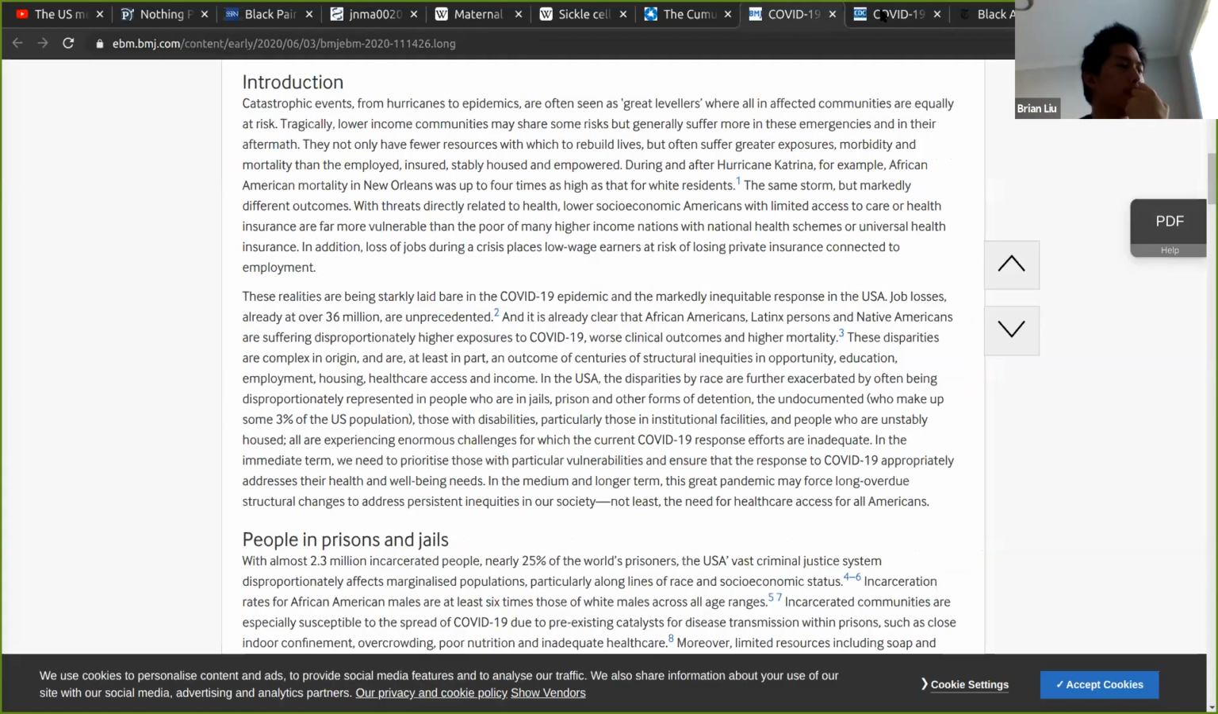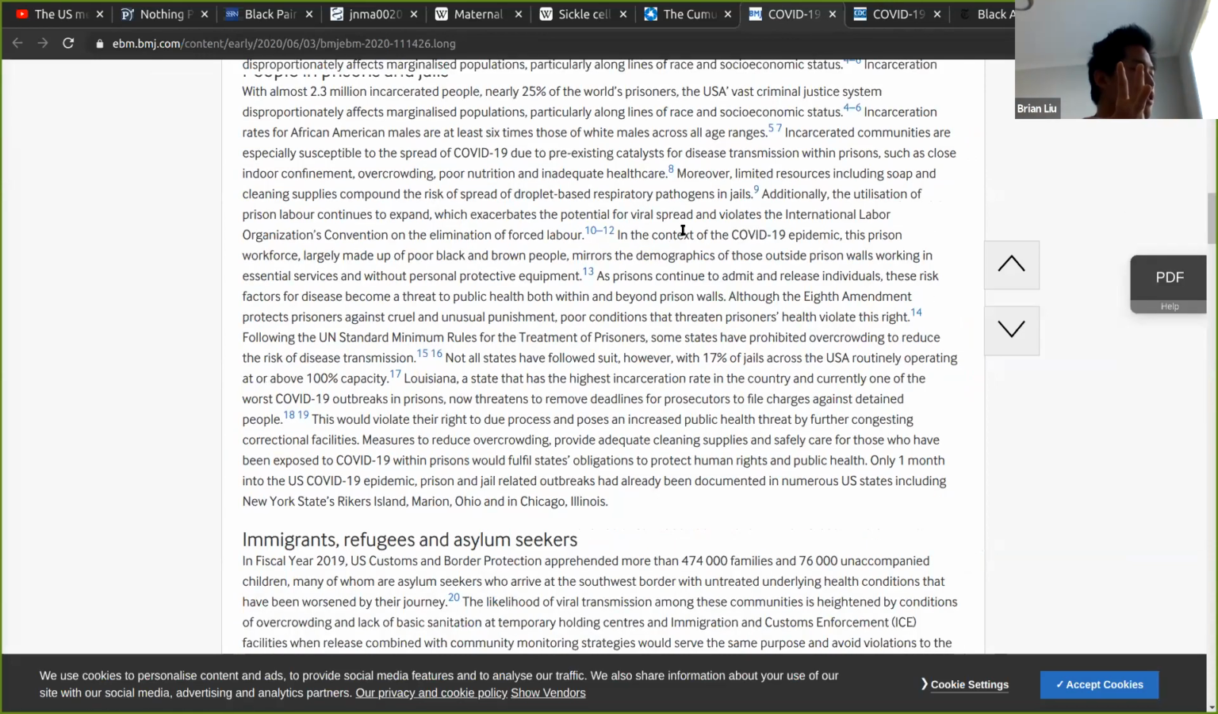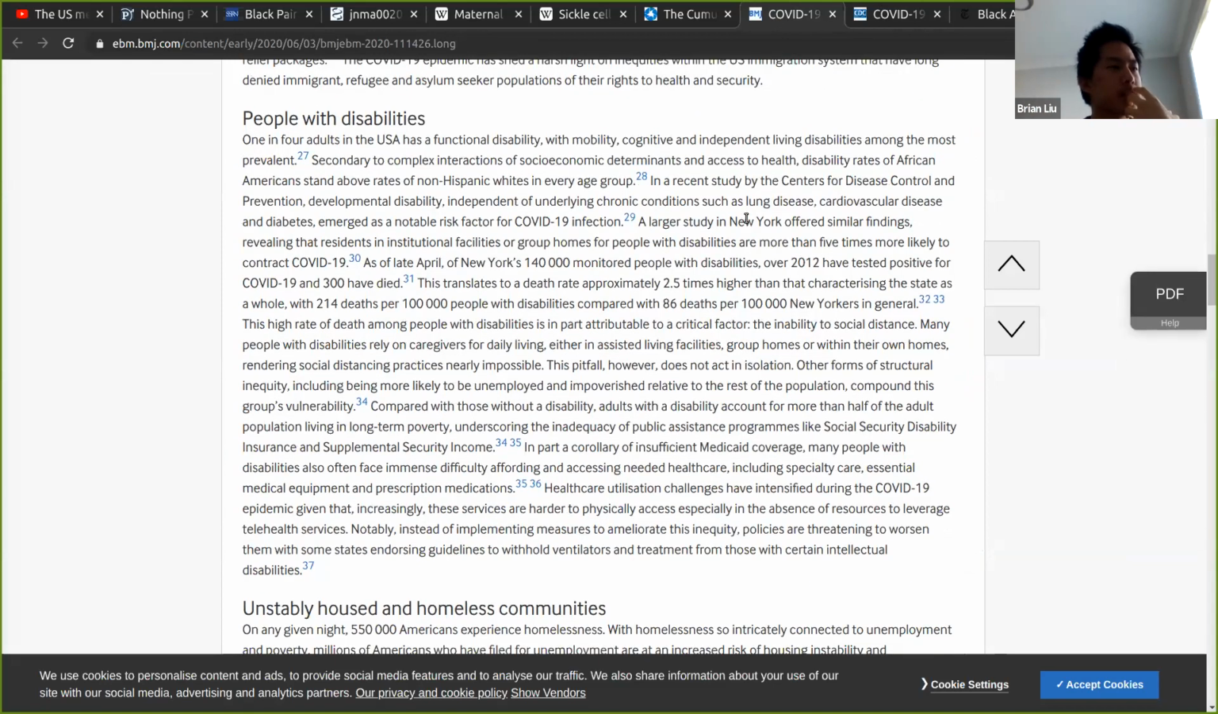Here it goes through similar things: people in prisons and jails, and also people with disabilities. Some disabilities are underlying conditions, but regardless of whether a disability is an underlying condition or not, there is a social model of disability, which basically views disability from a social disadvantage standpoint.